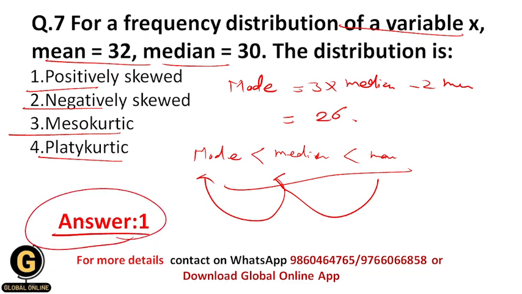And mesokurtic and platykurtic distributions are the types of kurtosis, and that I am going to tell you in the next part of this video.